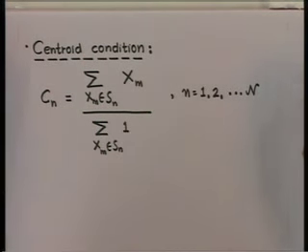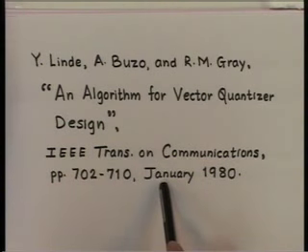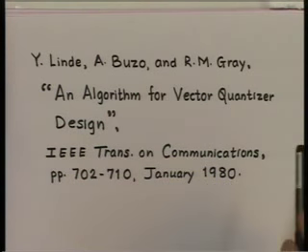Now, having discussed the mathematical formulation of the vector quantization design problem, let us look at an algorithm which provides a solution to this problem. The most popular algorithm is the one given by Linde, Buzo and Gray. This algorithm appeared in IEEE Transactions on Communications in January 1980.